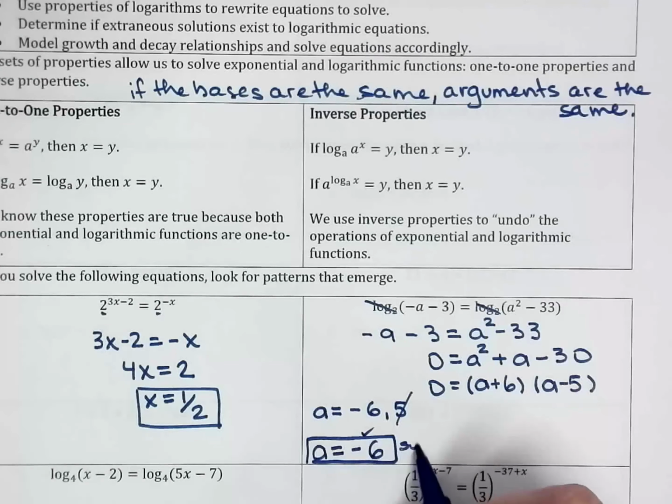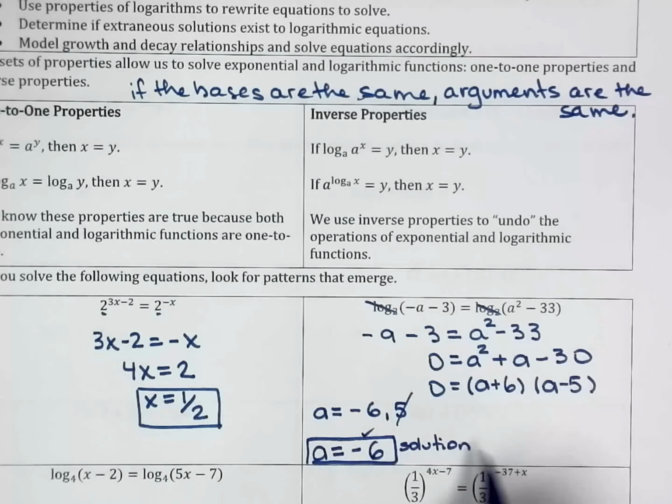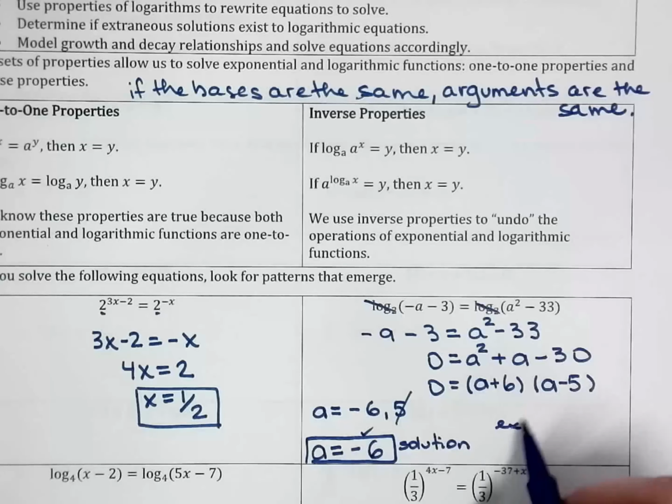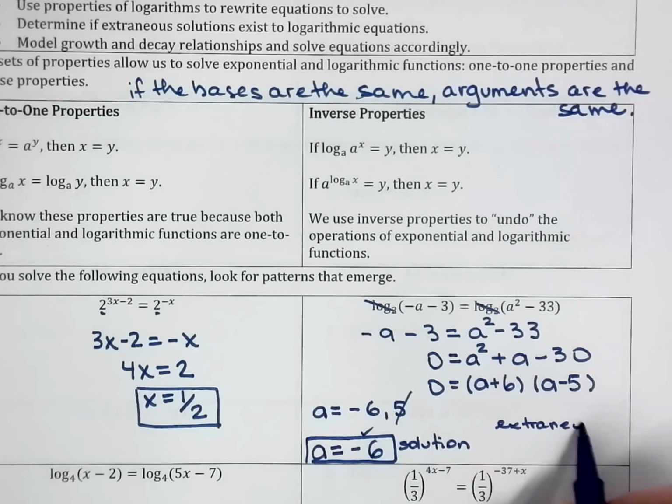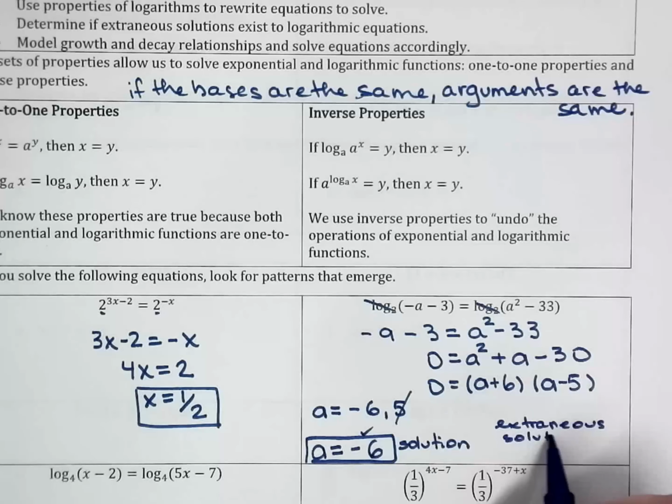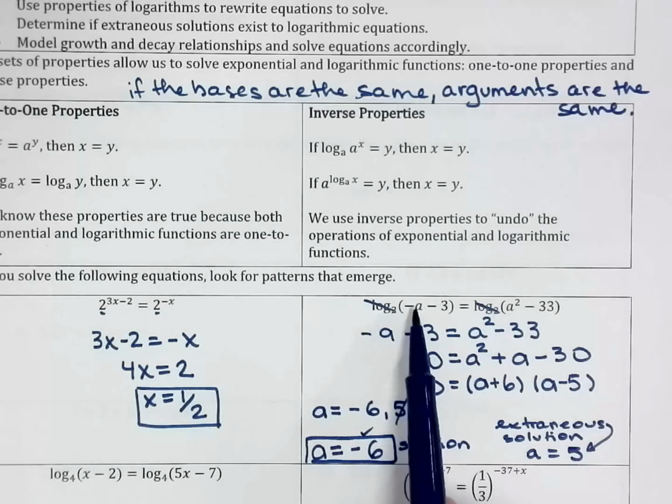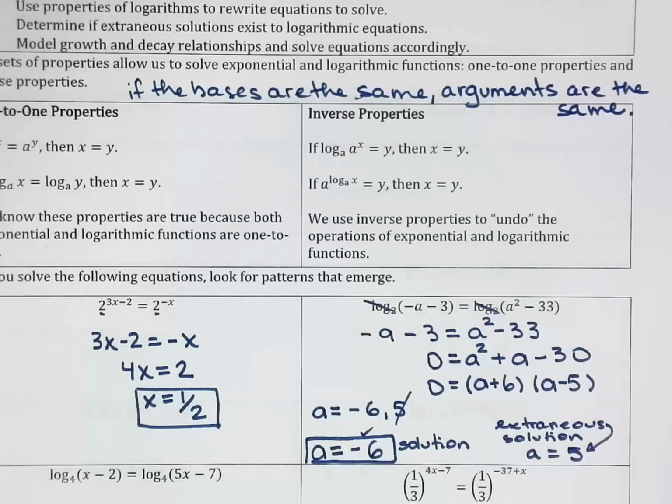So this is the solution. Now the extraneous solution is a equals 5 because 5 doesn't work for the argument right there. It will give you a negative argument right there.